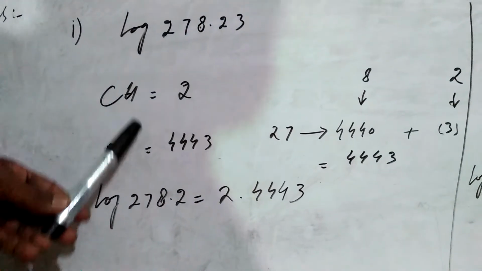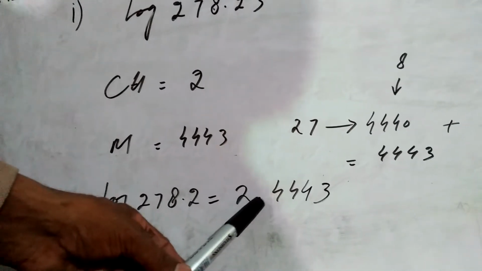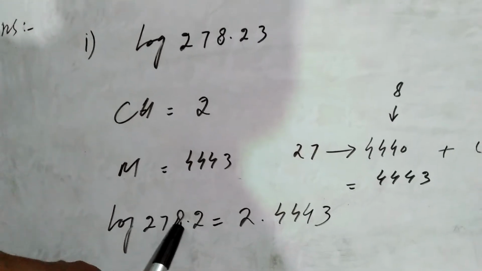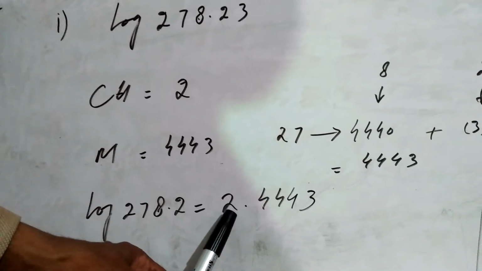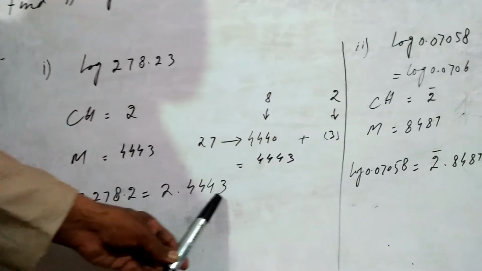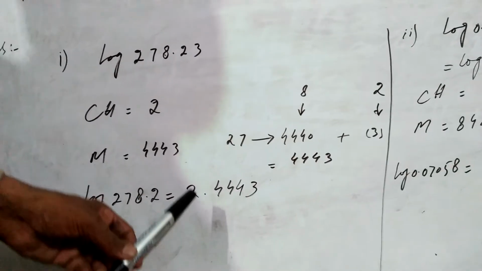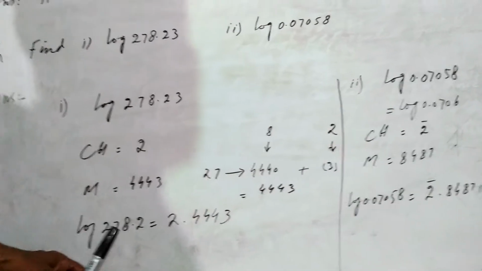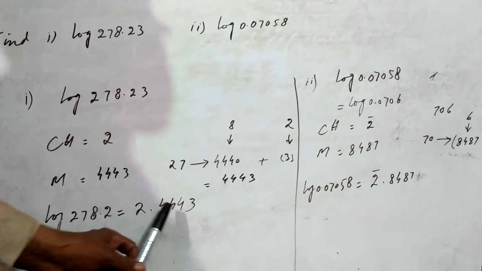So characteristic and mantissa, these two parts will combine with decimal part. So log 278.2 is equal to 2.4443. This is characteristic, which is integral part, and this is mantissa, which is known as its decimal part. So here we understand that logarithm of any number will divide into two parts. First part is characteristic and the second part is mantissa.